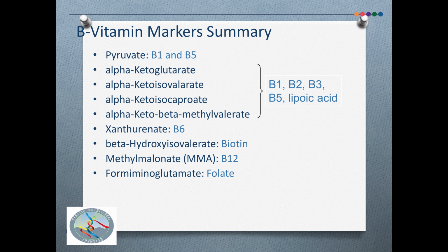Here is a B vitamin marker summary. So if pyruvate is the issue, B1 and B5 are the vitamins of choice. If alpha ketoglutarate, alpha keto isovalerate, alpha keto isocaproate, and alpha keto beta methylvalerate are an issue, you would want to supplement with B1, B2, B3, B5, and lipoic acid. Xanthurenate is a great marker of B6, beta-hydroxyisovalerate for biotin, methylmalonate for B12, and formiminoglutamate or FIGLU for folate.